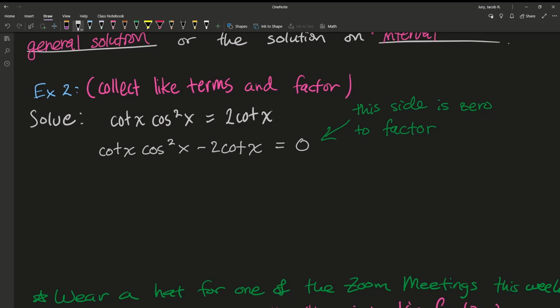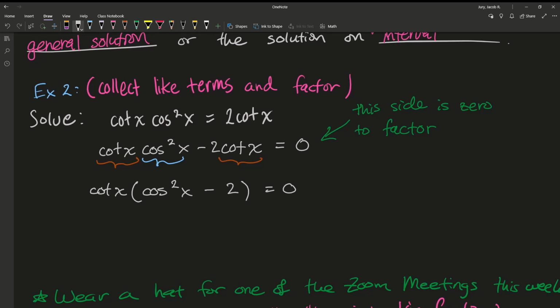Because I couldn't solve something that has two separate variables. I know it looks strange, but this cotangent and that cotangent are solved separately than something that has a cosine in it. So it's important that we factor those things away from each other, the cotangent and the cosine squared. So if I factor cotangent away from everything, then I'll get a nice cosine squared x minus 2, and all that equals 0.